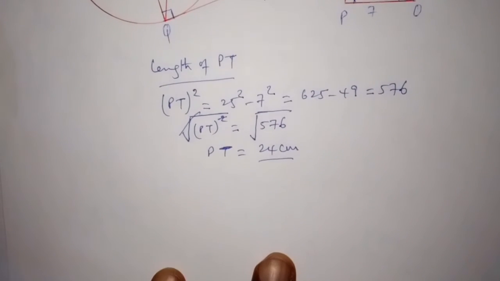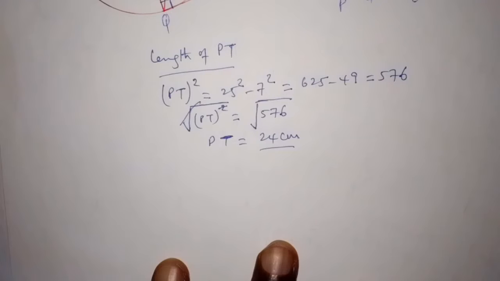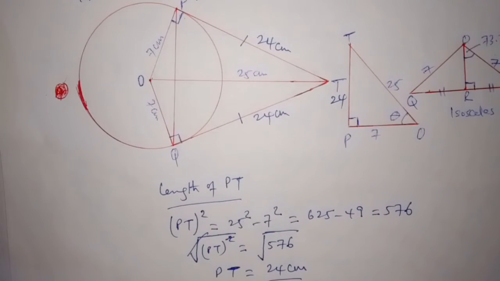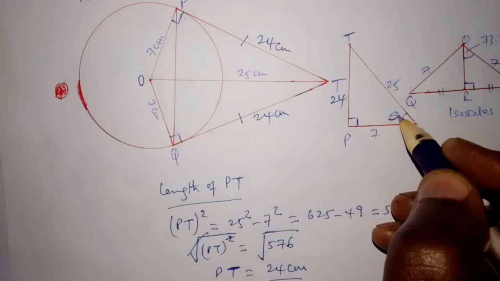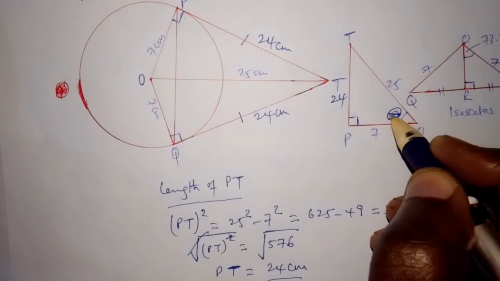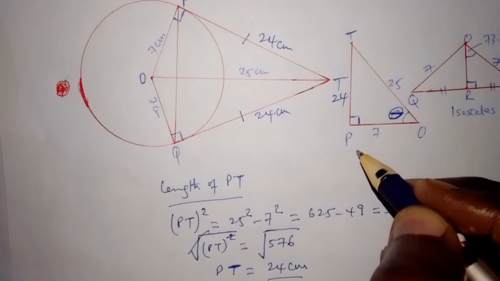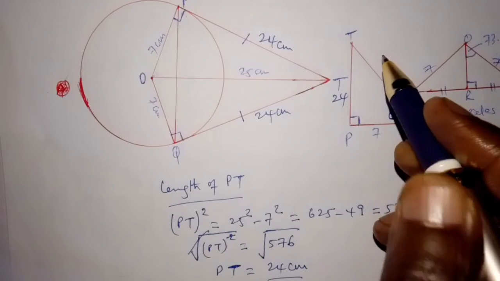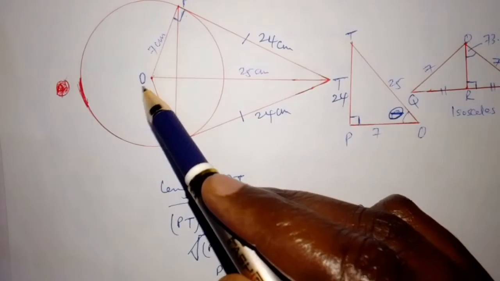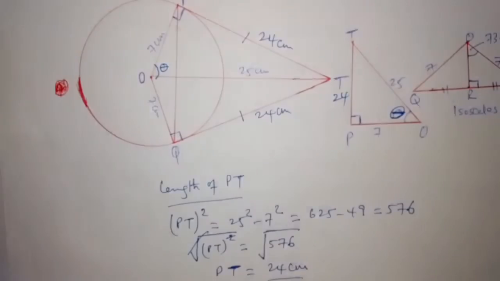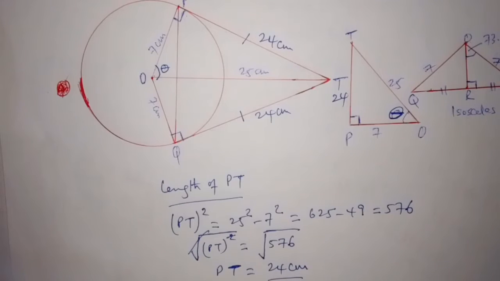Now how can we find angle theta? How can we find angle theta here? This is angle theta. Angle theta is angle POT. This is angle theta. How can we find angle theta?